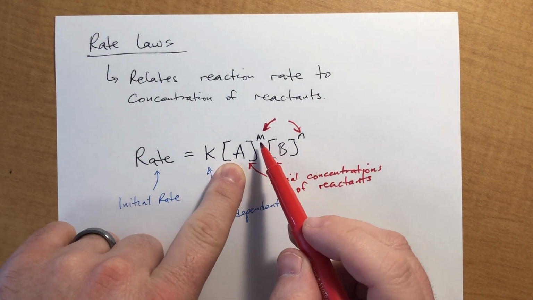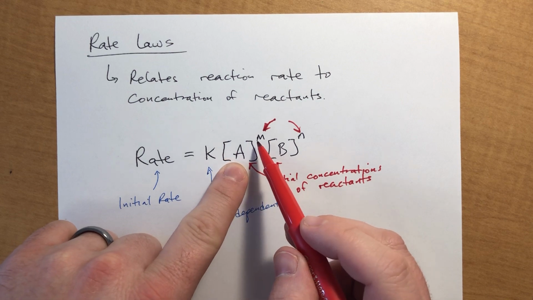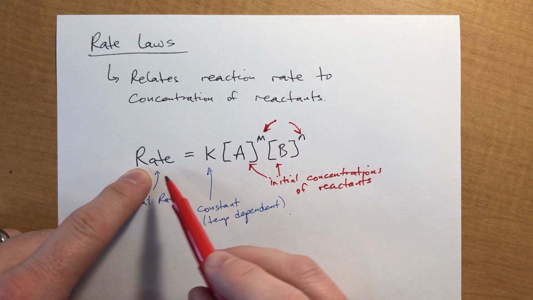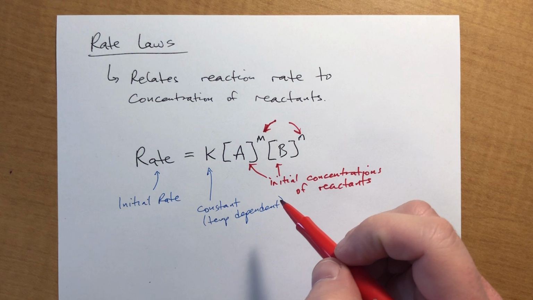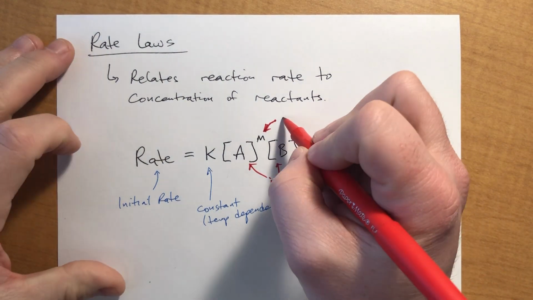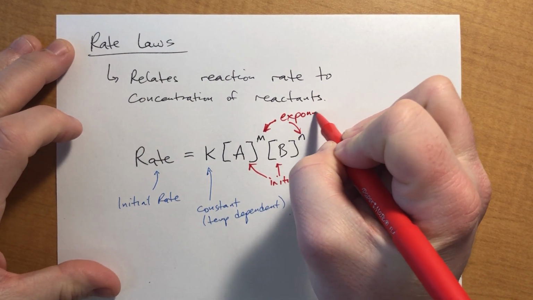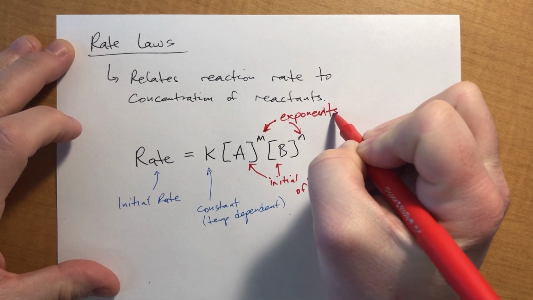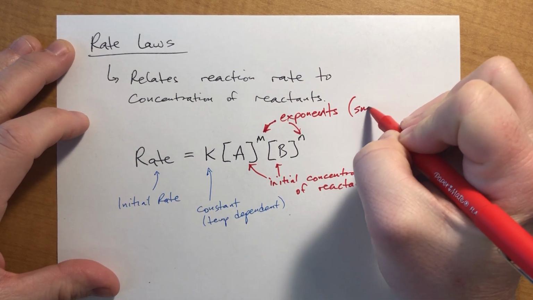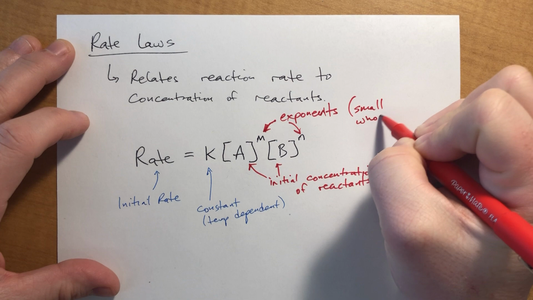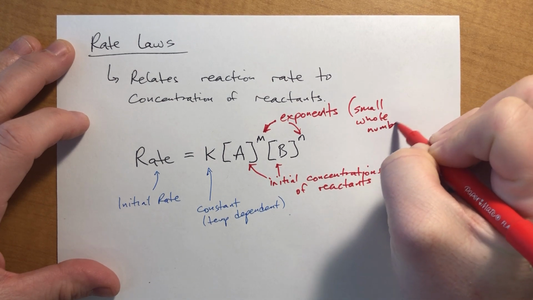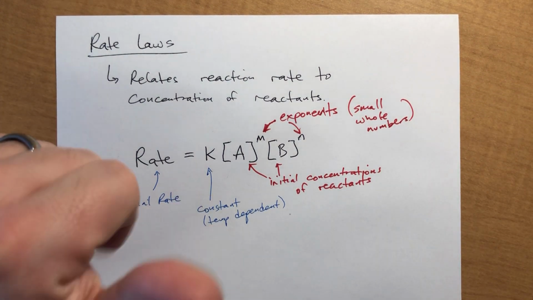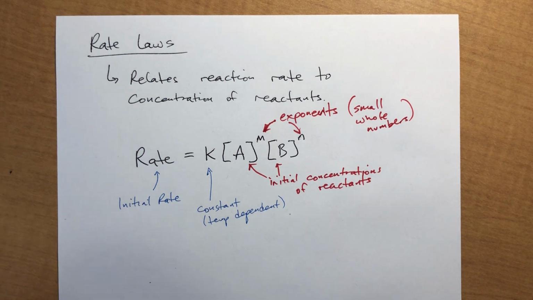Basically, you know, if this is a 2, what this means is every time you double the concentration, the rate's going to be 2 squared. It's going to go up by a factor of 4. These are exponents for this, and they're always small whole numbers. So they're always like 0, 1, 2, 3, or 4. You're never going to get decimals. You're always going to have like nice, even numbers.